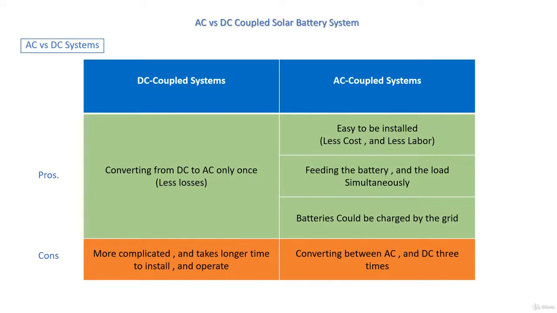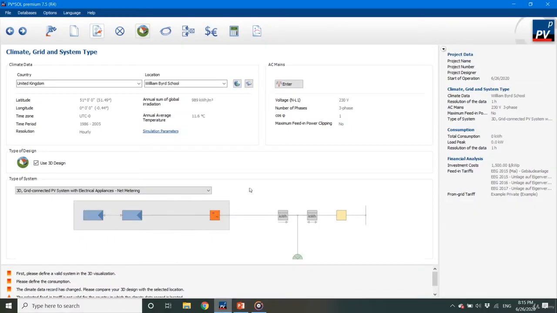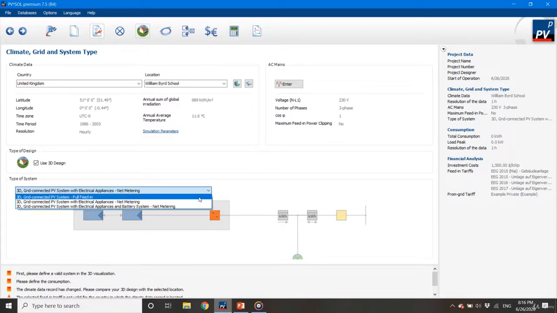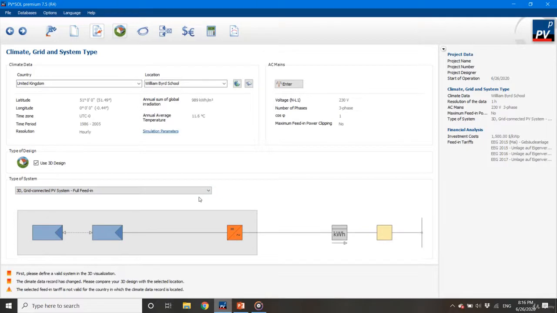We have 3 PV solar system types in PVSol 7.5. The full feed-in, the on-grid system with net metering and connected to electrical appliances, and the third one is on-grid with electrical appliances, net metering, and contains a battery system. The battery system contains charge control to control charge and discharge of batteries, also batteries, and the inverter.